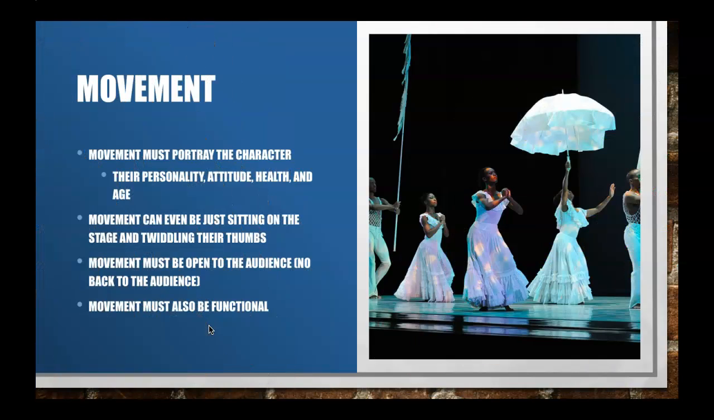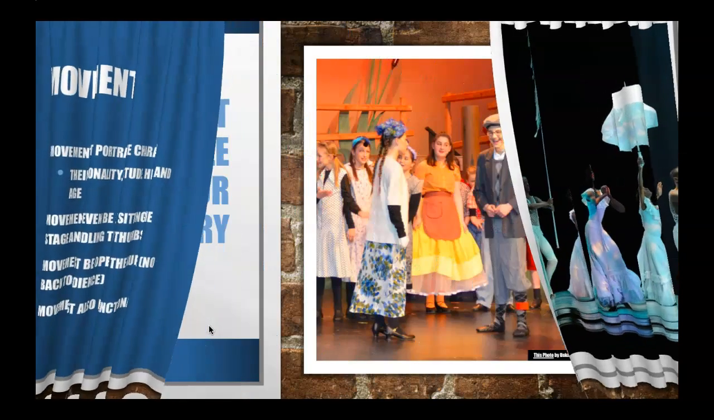The next piece that we will be talking about is movement. Movement must portray the character, their personality, their attitude, their health, and their age. And this might seem a little crazy, but movement can even be just sitting on the stage and twiddling their thumbs. It is important to remember that movement must be open to the audience. This basically means that you can't have your back to the audience. You always need to be facing directly the audience. Movement also must be functional. This means that it has to be realistic and doable.